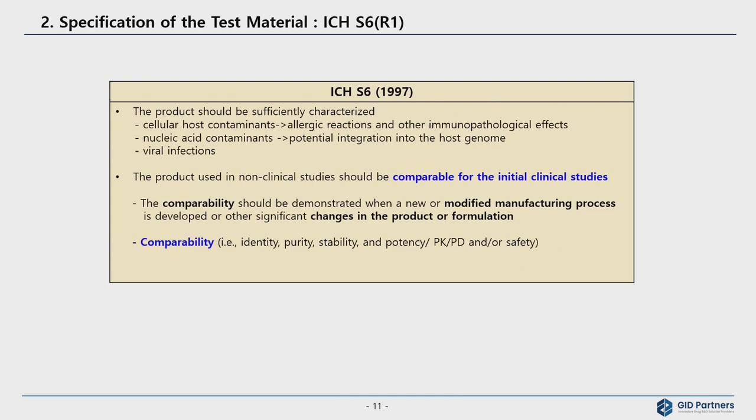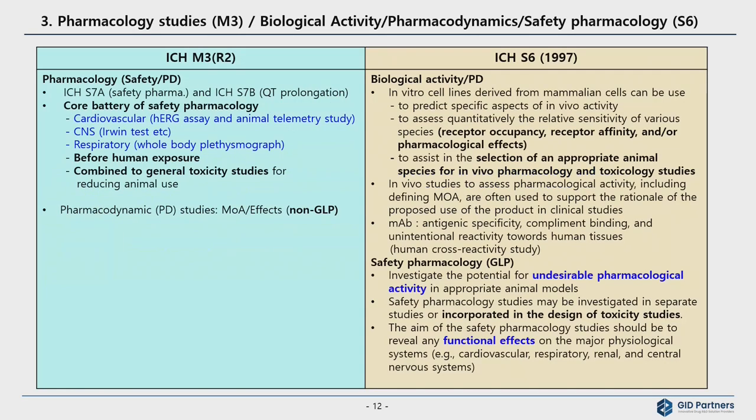If there is a major change to the manufacturing process or the formulation, then a comparability study needs to be conducted on all these items: identity, purity, stability, pharmacological potency, and strength. As for the material, the batch record needs to be well controlled. And when the IND is applied, the characterization of the samples for preclinical, clinical, and CMC needs to be well organized and submitted to the regulatory body.